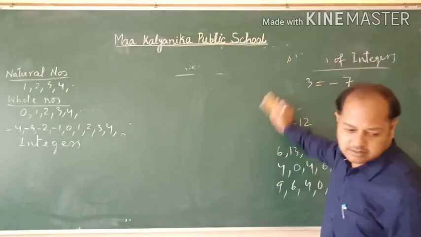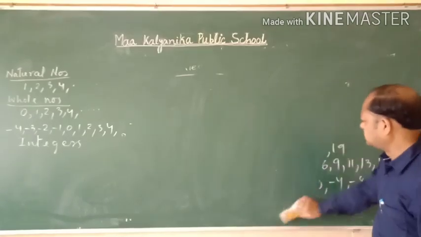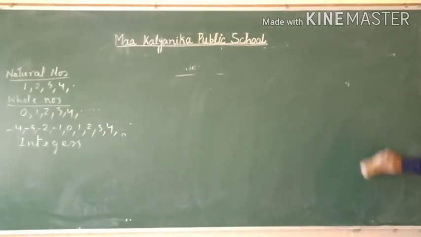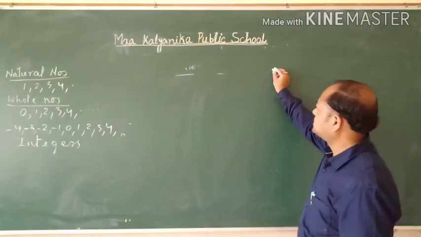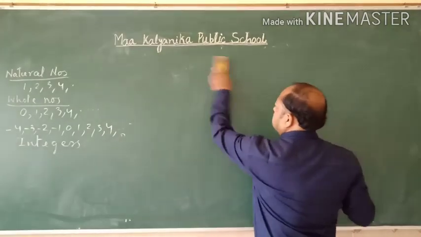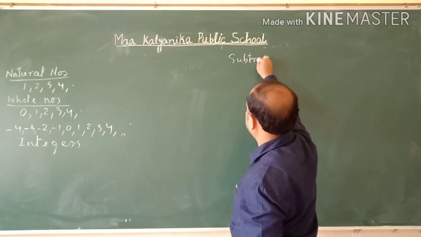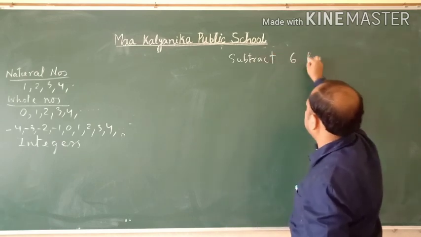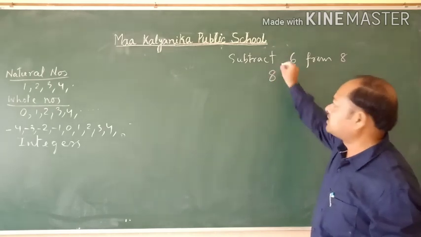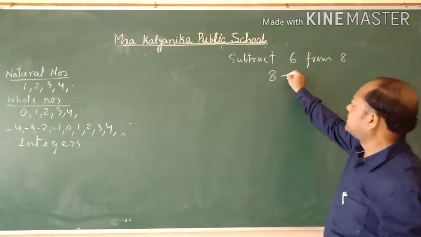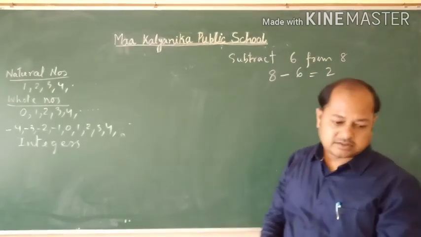Now next is coming subtraction. How to do subtraction in integers? The question says subtract 6 from 8. From 8 means I write 8 first, then minus 6. So 8 minus 6 will be 2.